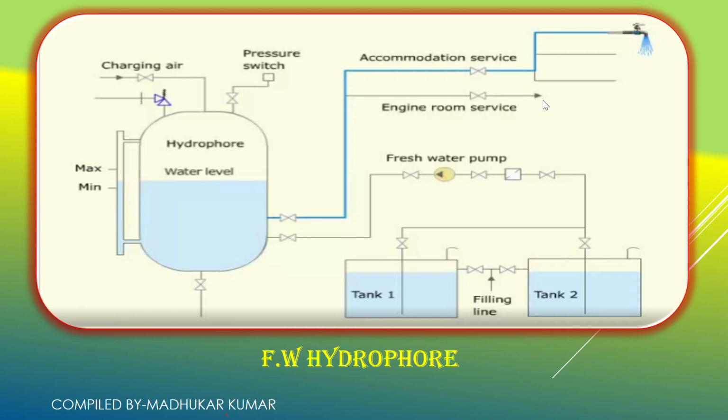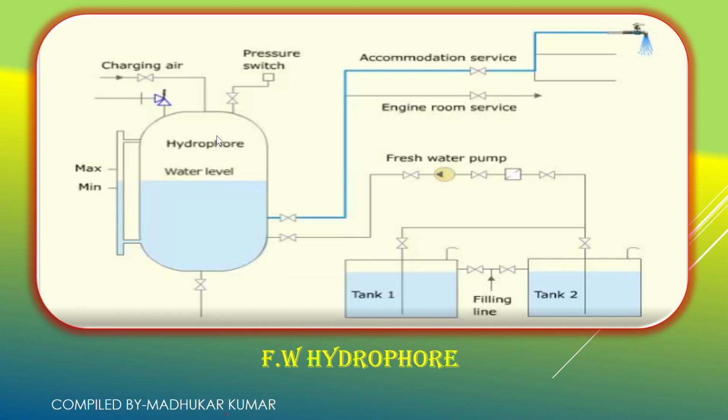So this is a very useful utility, the hydrophore. If this is not working, then we have a problem, and the water supply is totally interrupted in the accommodation area. So we have to maintain this one. It's a very simple and very good utility for the ship, and we have to understand how the water is supplied in the accommodation area.